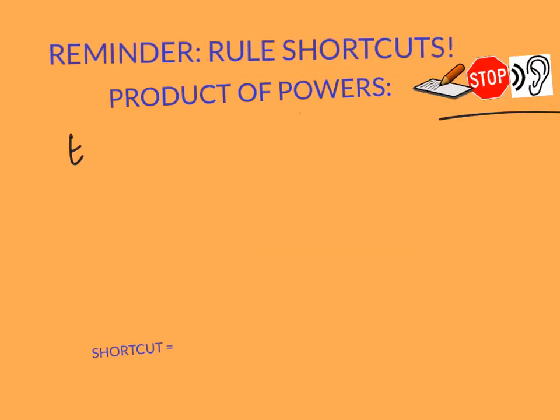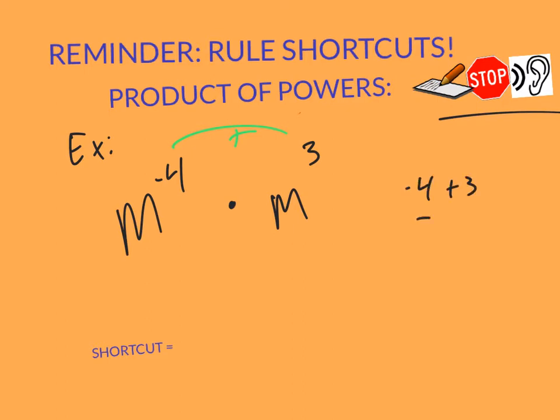This is an example problem now that we operate in the negative realm of exponents as well. If I have m to the negative 4th and I'm multiplying that by m to the 3rd, I'm still going to use that exact same shortcut and add those two exponents together. Now when I add negative 4 plus positive 3, remember I have 4 negatives and 3 positives: cancel, cancel, cancel. I'm left with 1 negative.